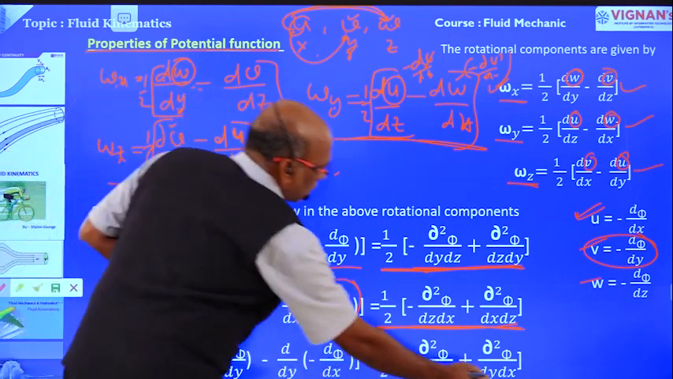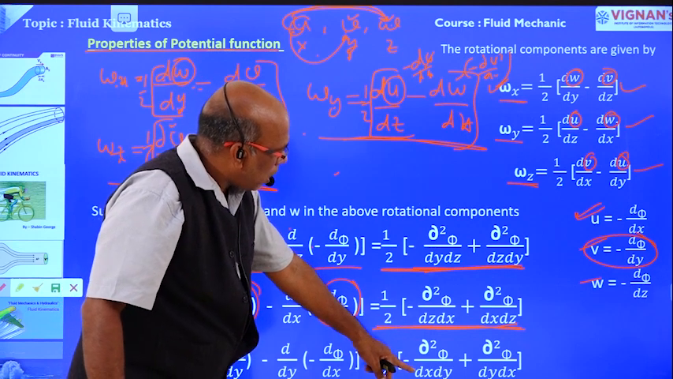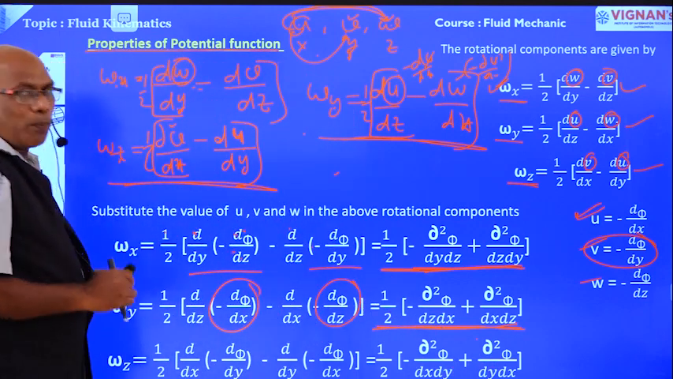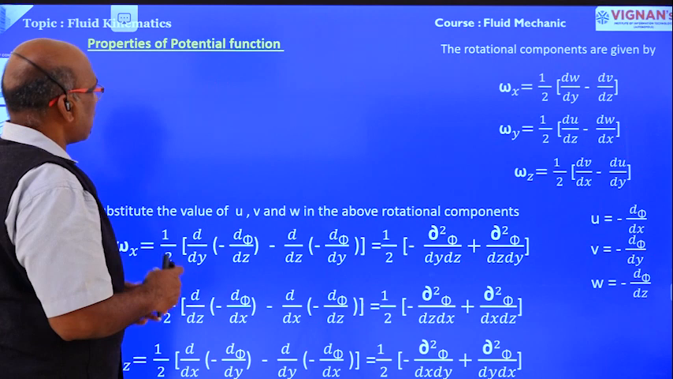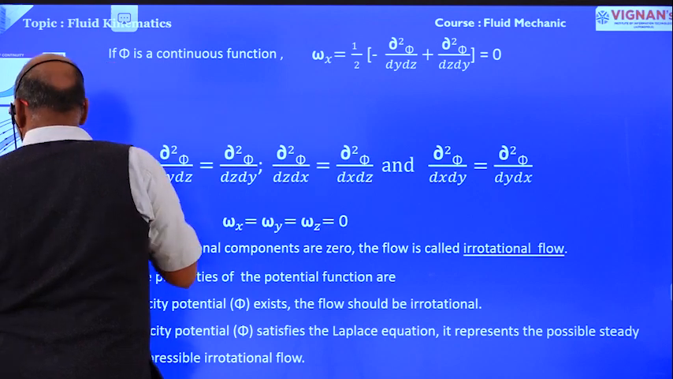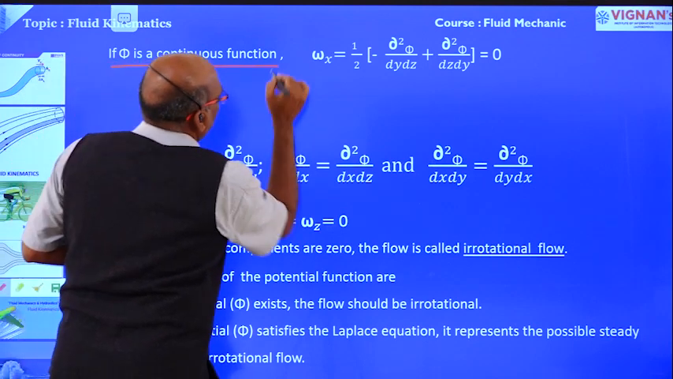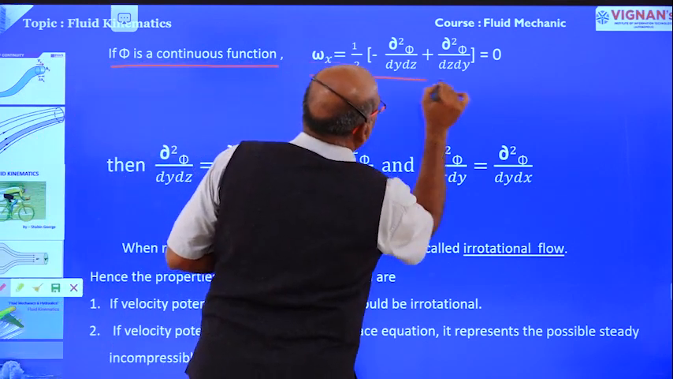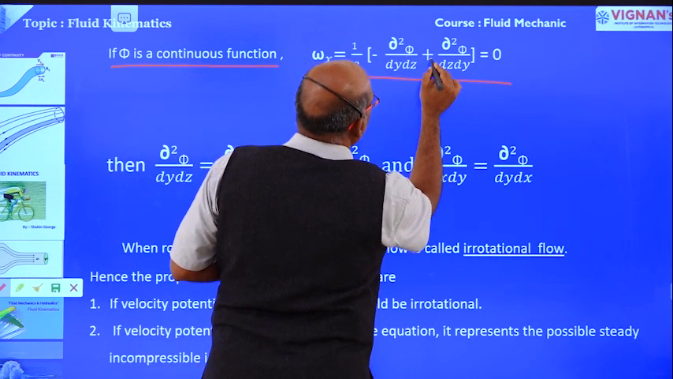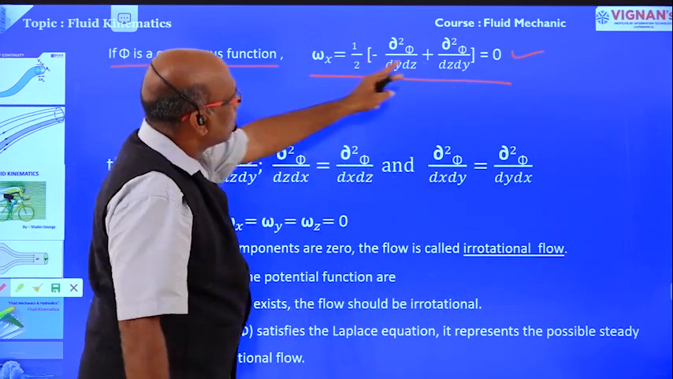Similarly, in the z direction also, the rotational component is equal to 1/2 times minus ∂²φ/∂x∂y plus ∂²φ/∂y∂x. These are the rotational components in the x, y and z directions. Now, if the velocity potential function φ is a continuous function, then ωx is equal to 1/2 (−∂²φ/∂y∂z + ∂²φ/∂z∂y), which is equal to 0.